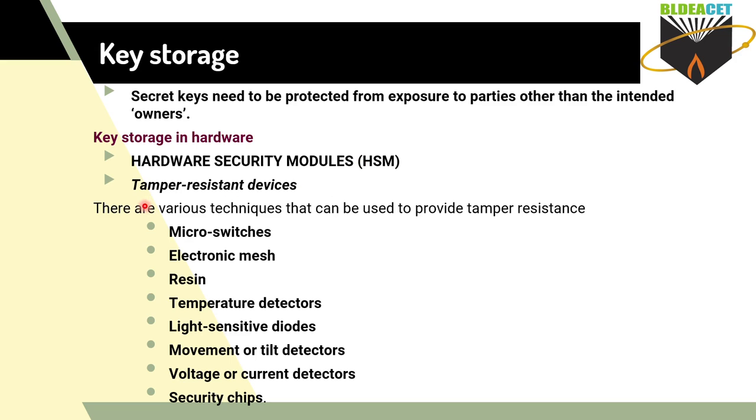The problem that arises is that if you are using hardware security modules, you have to protect them with tamper resistant devices. If the device itself is tampered with, then you can't get your key. So whatever device you have developed must be a tamper resistant device. There are various techniques that can be used to provide tamper resistance. That is how we protect the hardware security modules from tampering.